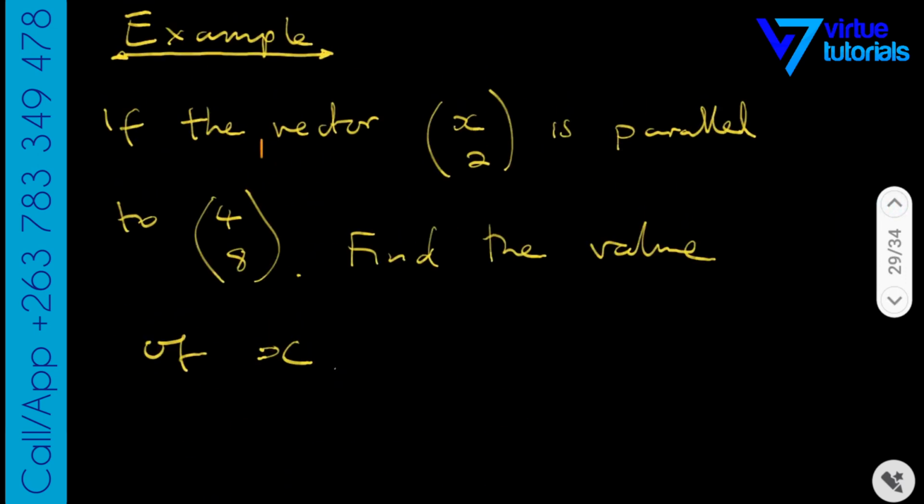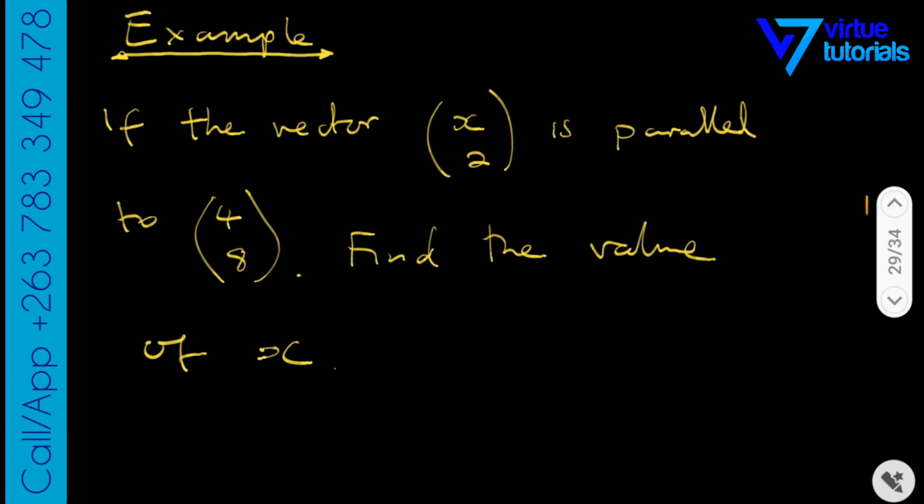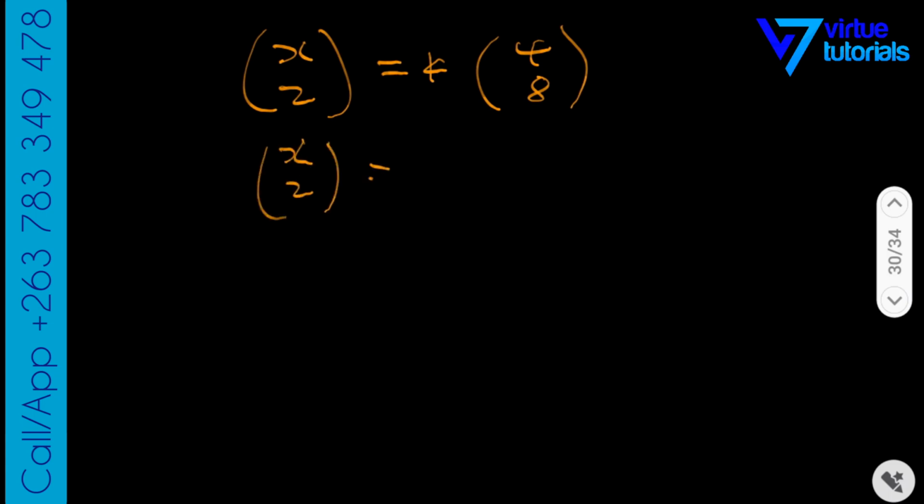So an example: if the vector (x, 2) is parallel to (4, 8), find the value of x. So what do we know? If the two vectors are parallel, the first vector is equal to a certain constant times the second vector. So we can write (x, 2) is equal to k times (4, 8). k multiplies both, so (x, 2) will be equal to (4k, 8k).